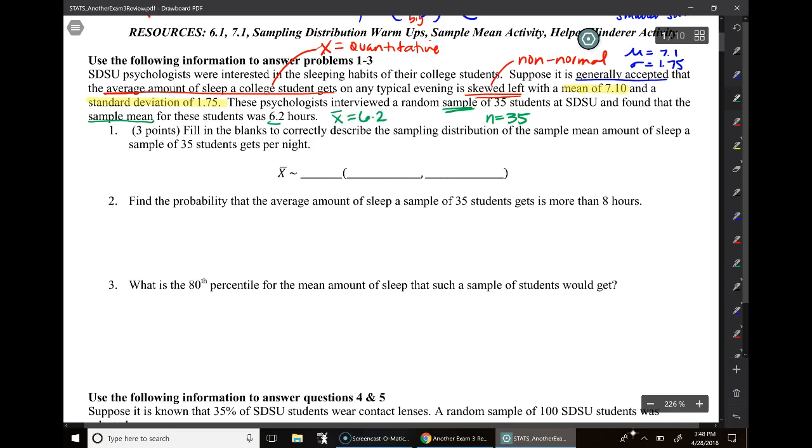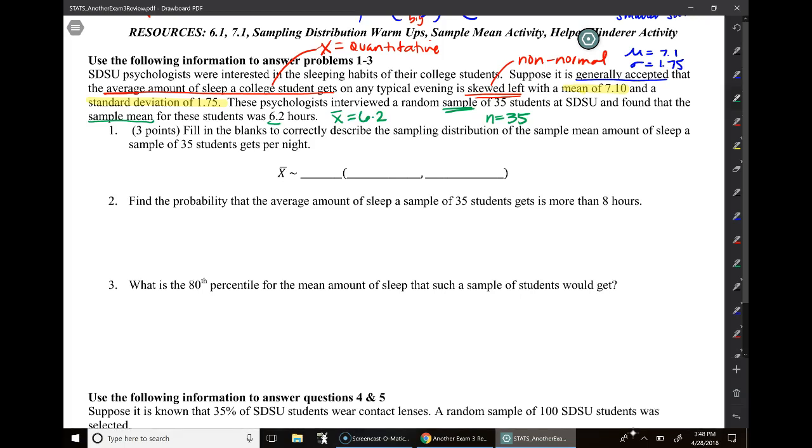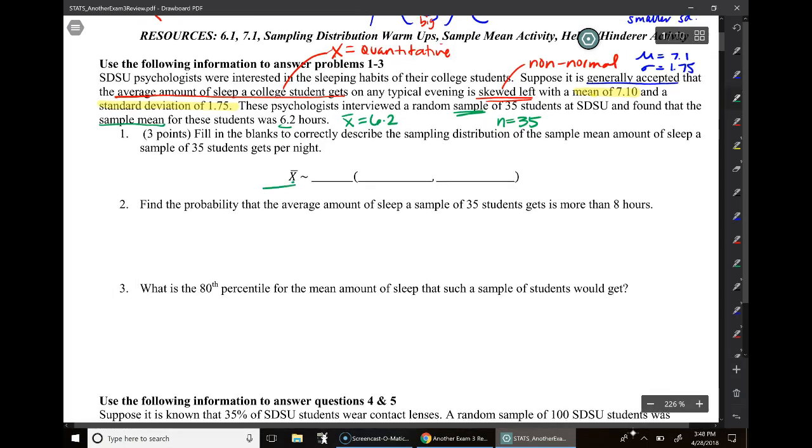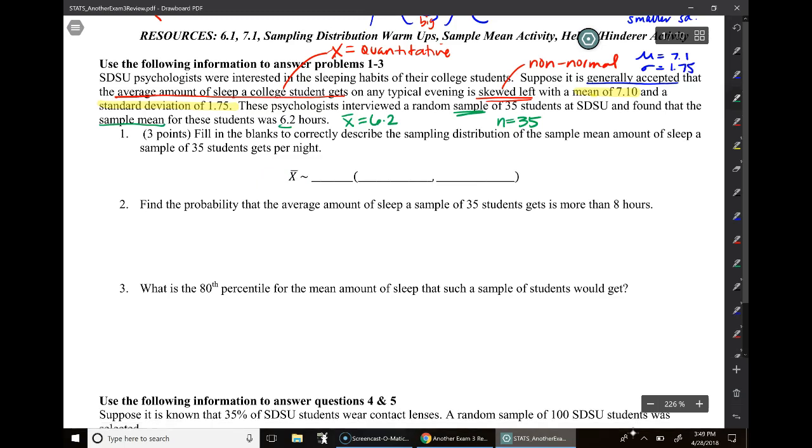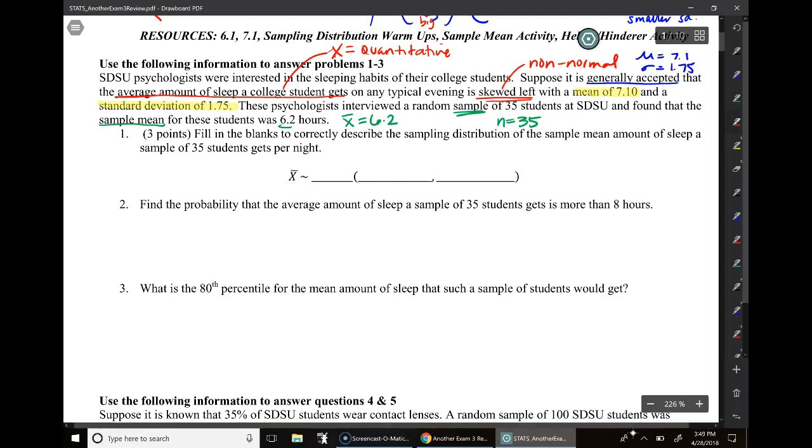So the next question says to fill in the blanks. Now, a very common mistake, if I had a blank here, a lot of students would want to put 6.2 there because that was our x bar. But remember, this distribution describes every single possible sample mean. So we need to leave that x bar there. And then we can see it says fill in the blanks to describe the distribution of the sample mean amount for our sample of 35 students. So like I said, x bar, we will never replace this with 6.2.